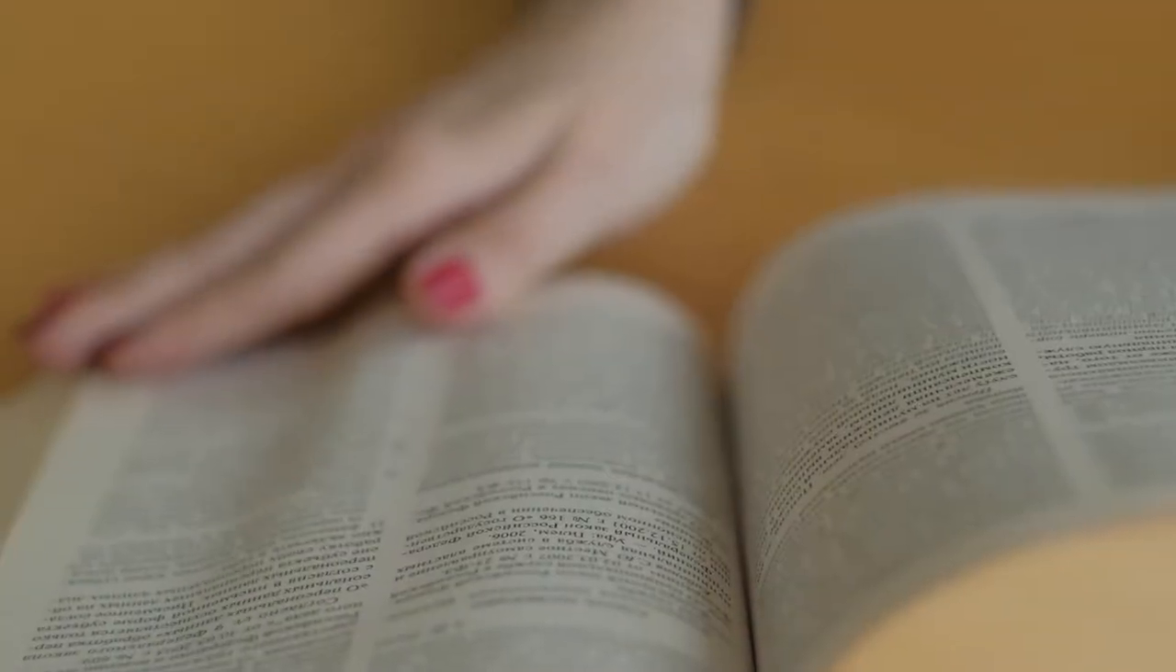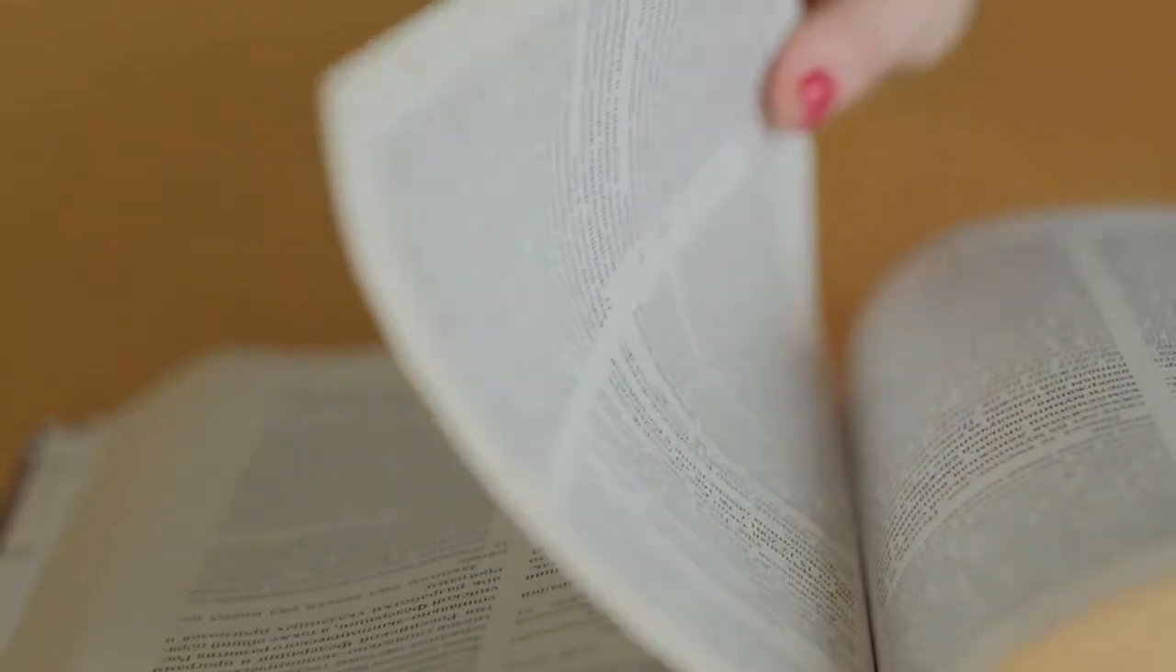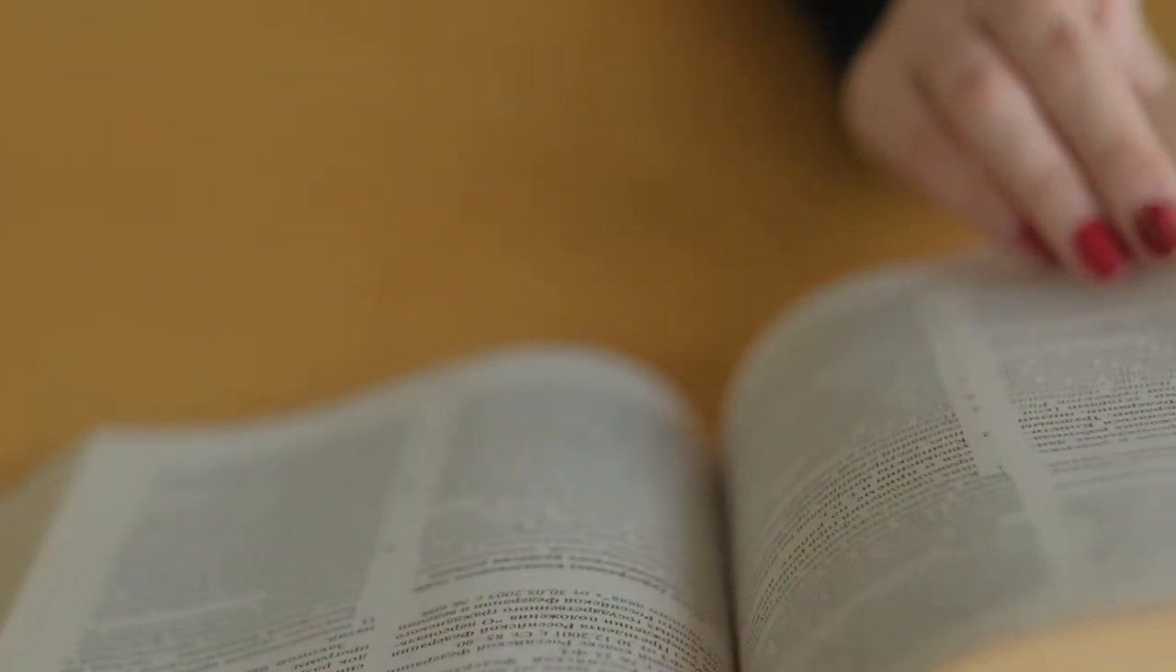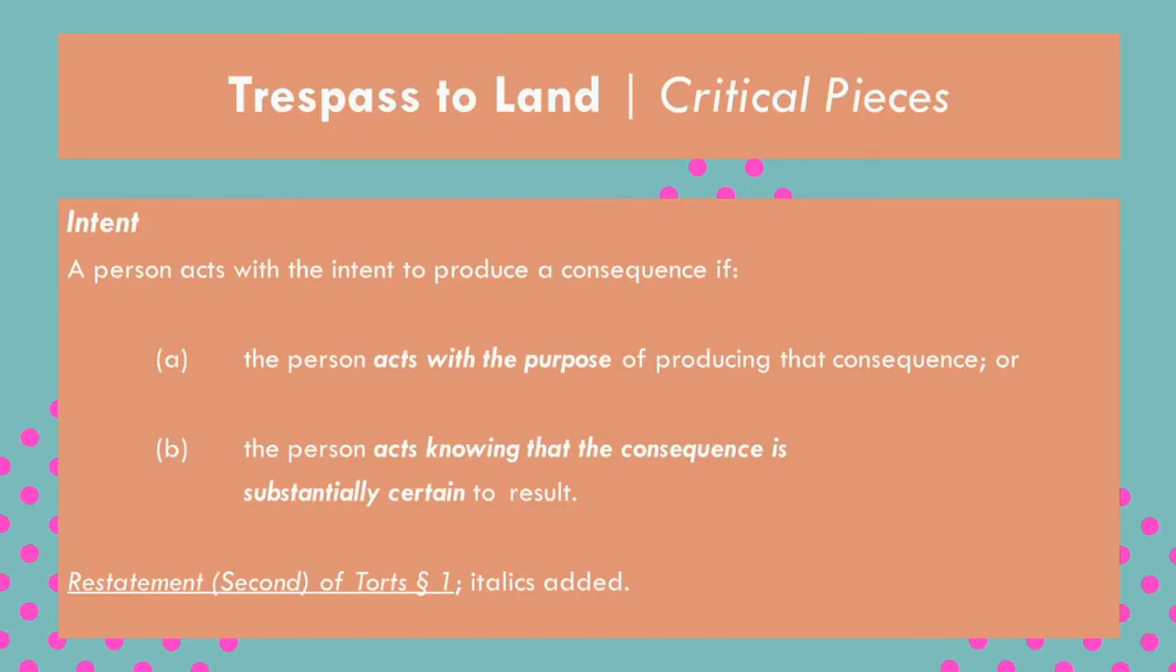This requirement is integral to all intentional torts. The tortfeasor must have acted with intent. The Restatement Second of Torts, Section 1, states that, quote, a person acts with the intent to produce a consequence if, A, the person acts with the purpose of producing that consequence, or B, the person acts knowing that the consequence is substantially certain to result.